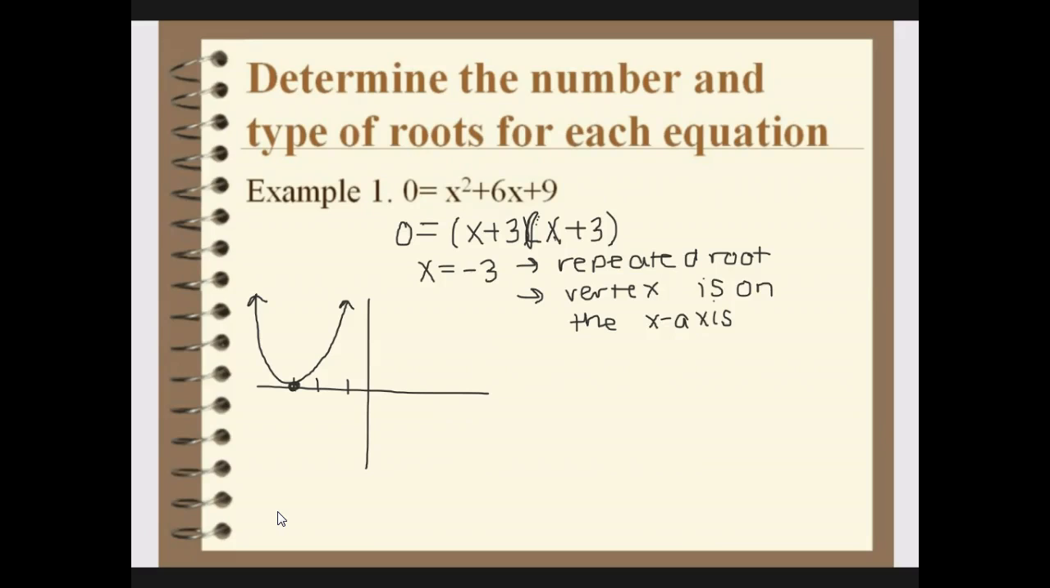So it says determine the number and type. So we have two reals. So the number is 2. The type is reals.